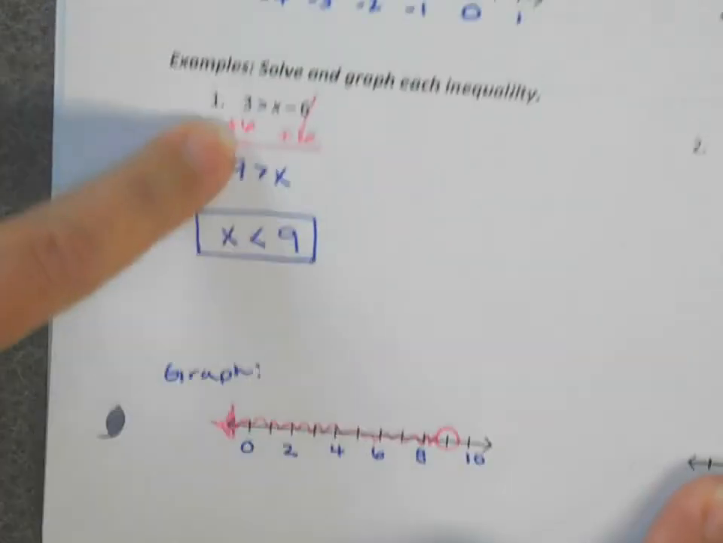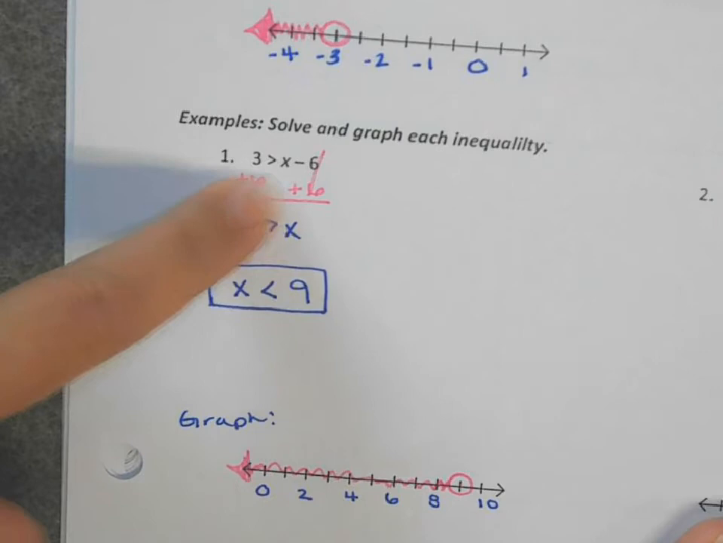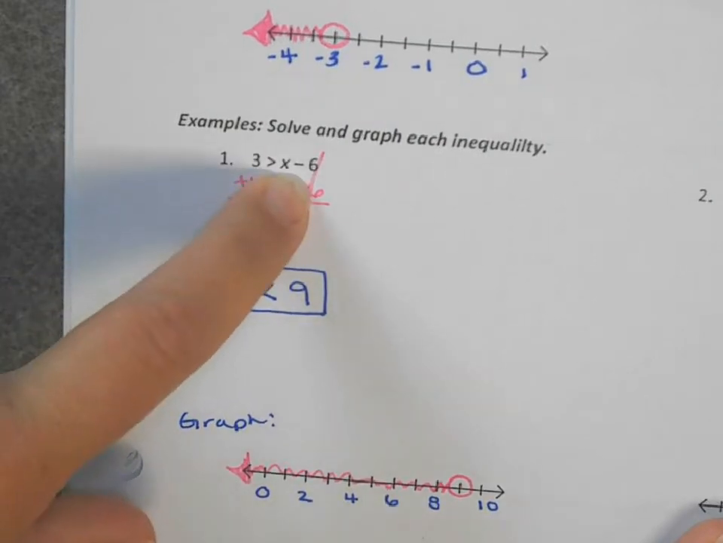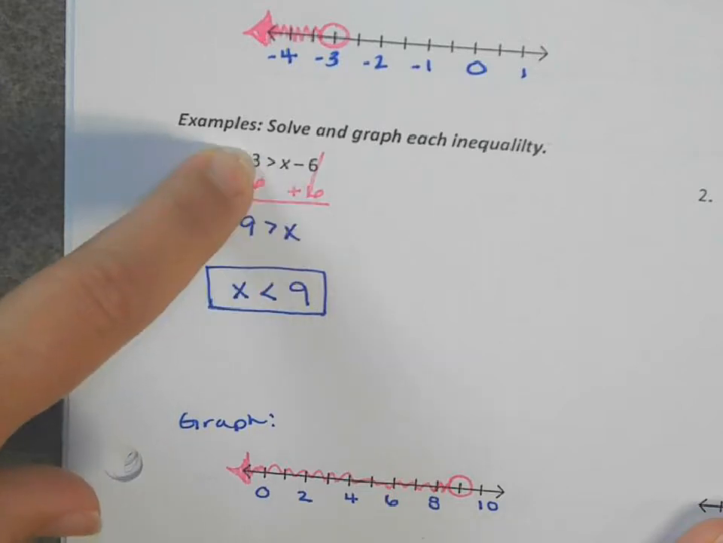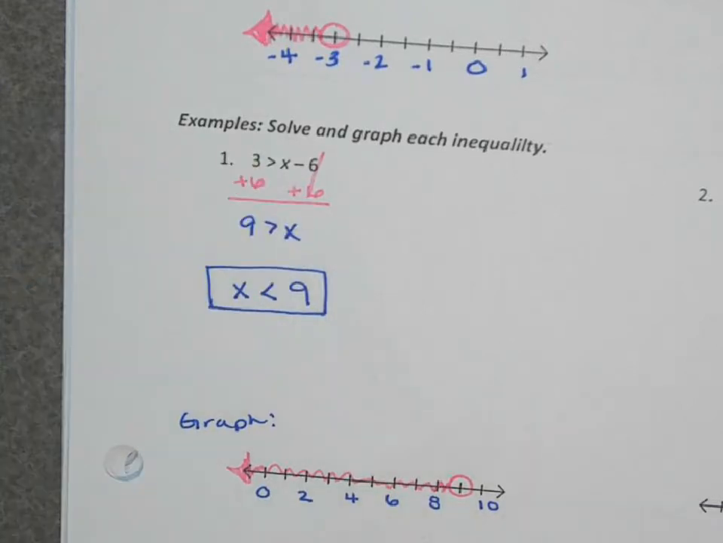You could plug it back into your original. Is 3 bigger than 0 minus 6? 0 minus 6 is -6. Is 3 bigger than -6? Sure is. So I'm on the right path. Okay. Let's try number 2.